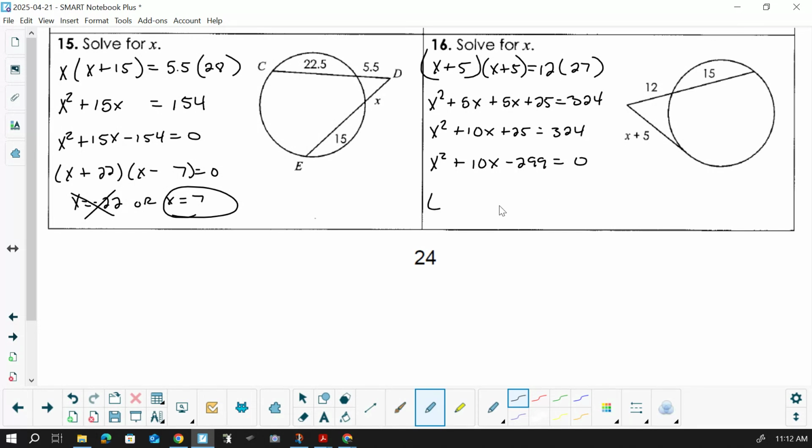And this one is going to be x, and to get the 299, let's do 23 times 13. So let's do plus 23 minus 13. Again, if you need help with knowing how to factor these, we can do that. I can help you out. My two x's are negative 23 or positive 13. Can't be the negative 23, so 13 is your answer. And there's the last 4 questions.